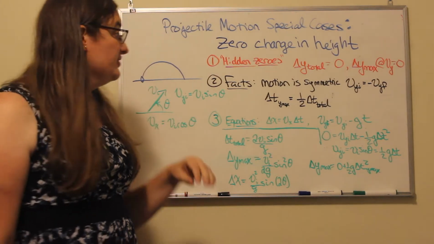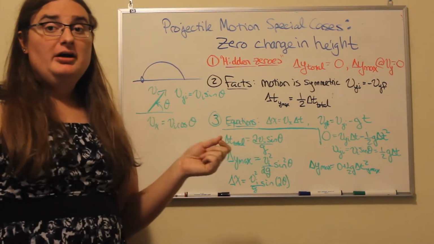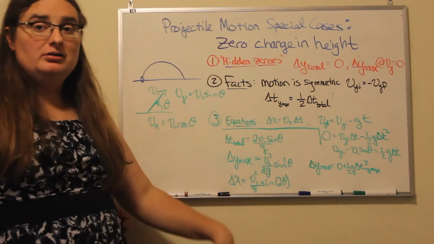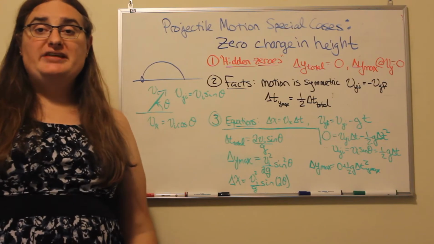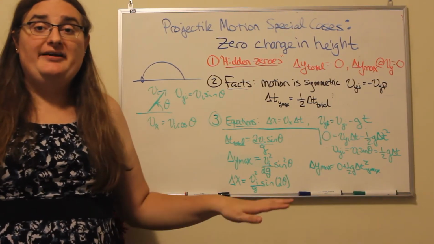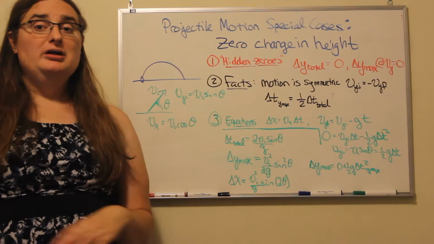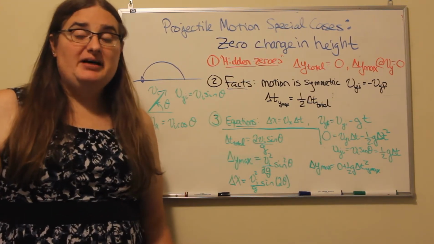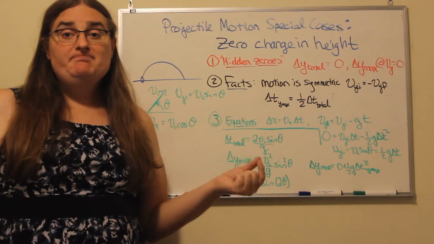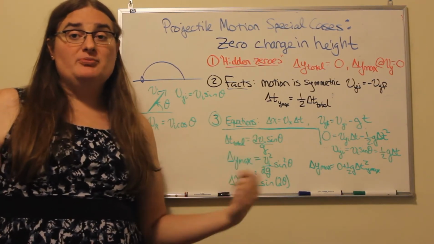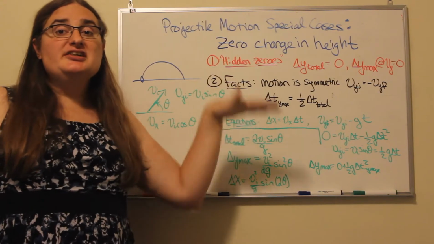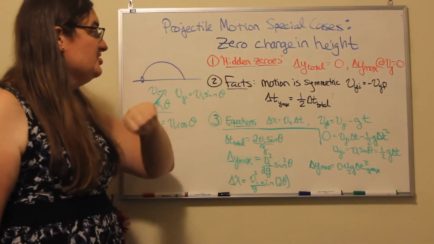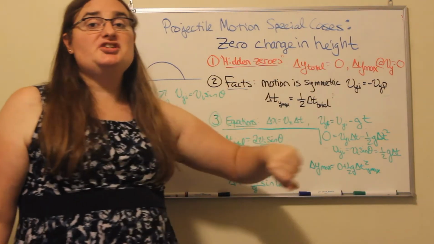An example of zero change in height would be a goal kick in soccer, where the goalie kicks the ball and then it lands at some point downfield, because soccer's played on flat horizontal ground. Or throwing a baseball and catching the baseball at the exact same height that it was thrown. Or really any sort of projectile motion that you can think of that starts and ends at the exact same elevation. So as the name suggests, the zero is the total change in y.